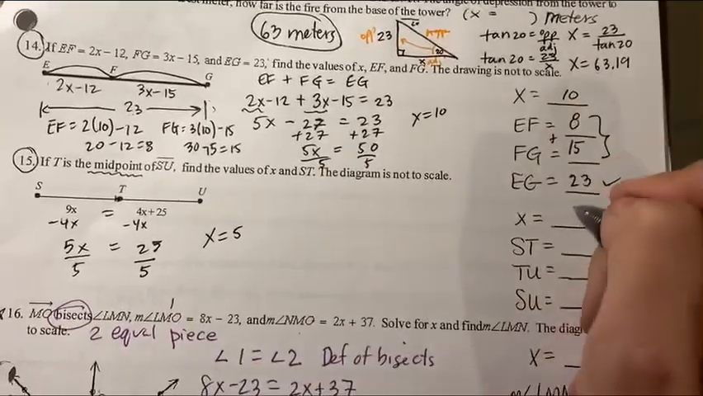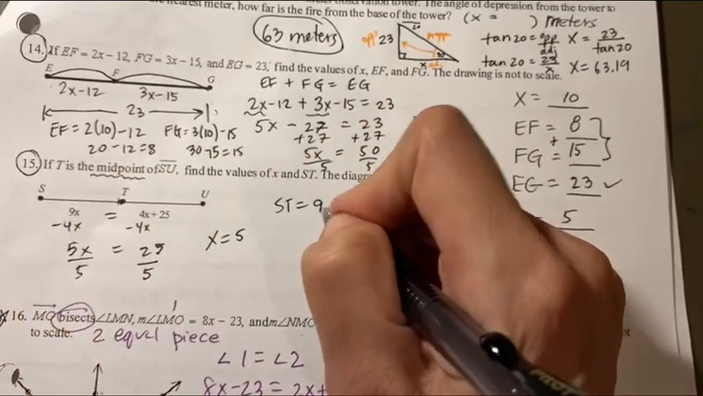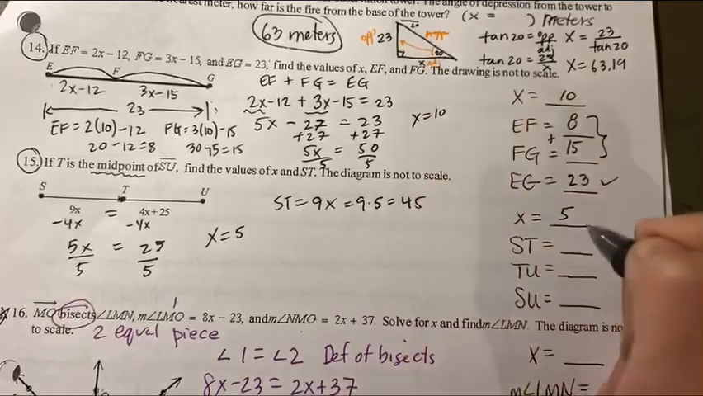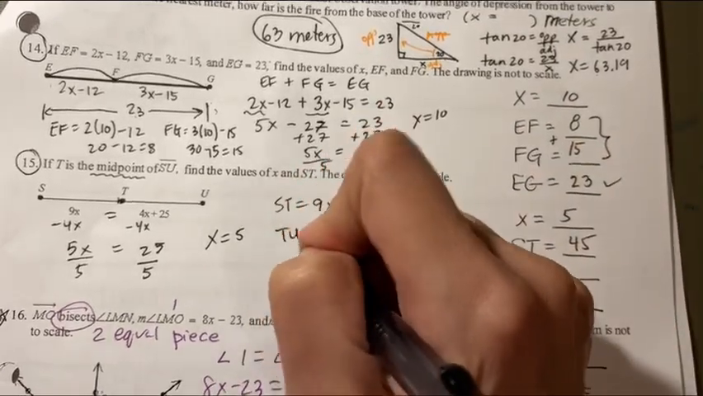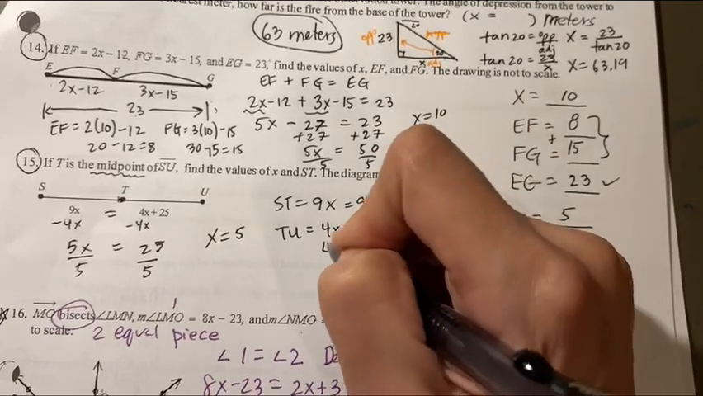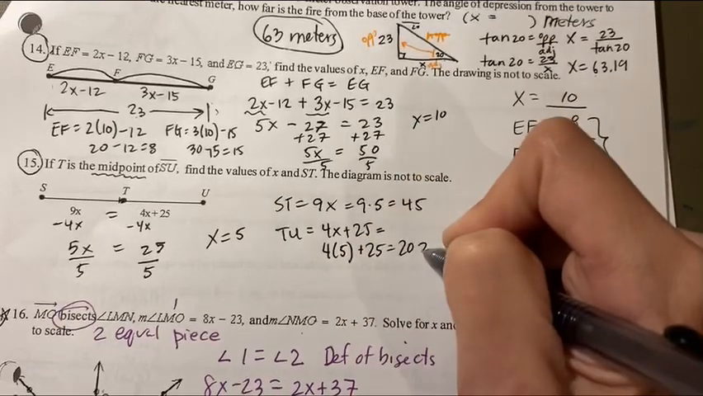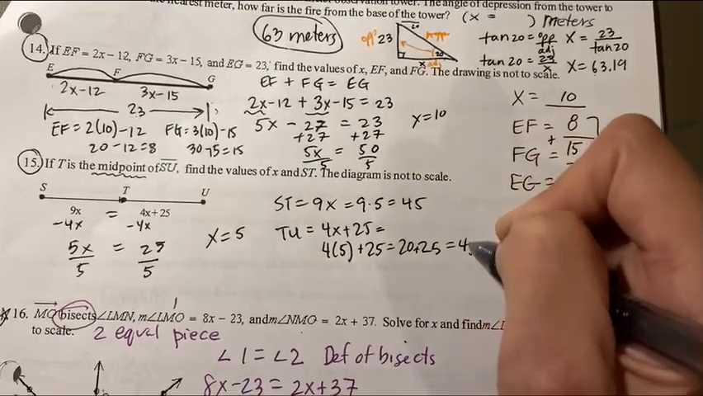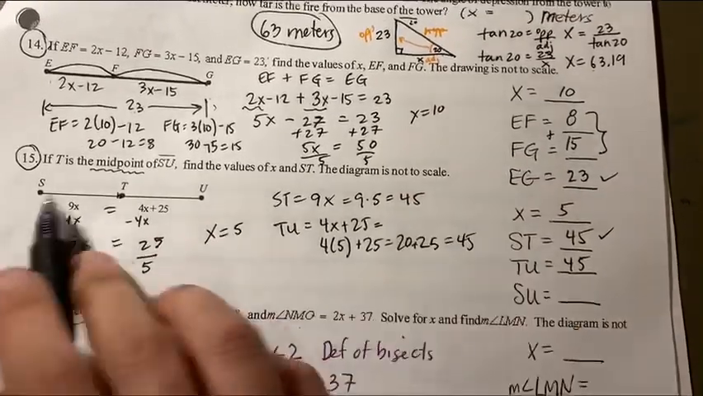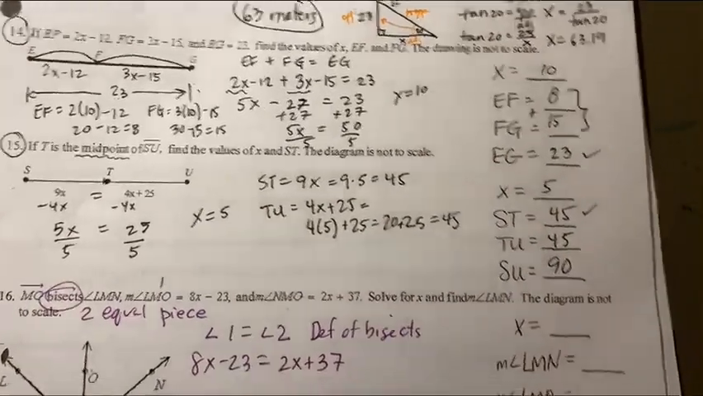Now let's check our work. If x is 5, what is ST? So ST is 9x, but we said x is 5, so 9 times 5 is 45. Now let's look at TU. TU is 4x plus 25, so if we plug in 5 for the x, we get 20 plus 25, which is 45. Now this should make sense. That's 45, that's 45. What is the whole thing? 90. Now it's not 90 degrees. These are lengths. Those are lengths. Okay.